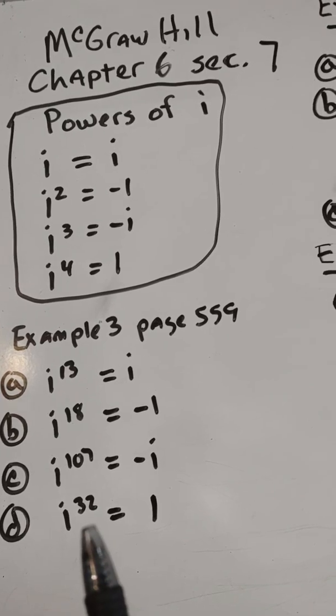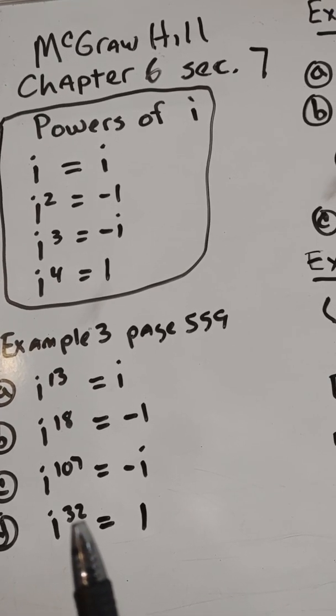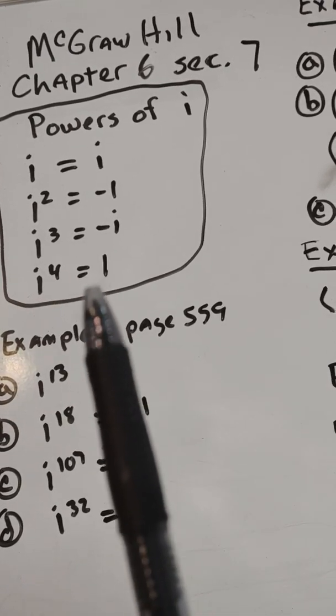Here, you have i to the 32nd. Divide by 4, you get no remainder. A 0 remainder means it's 1.